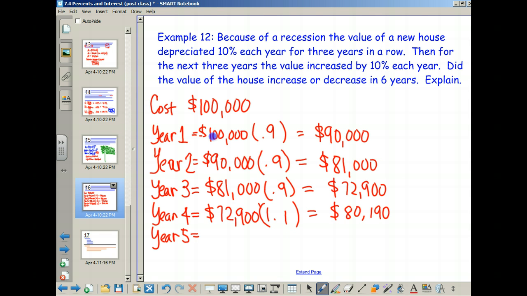Okay, so we take that 80,190, and we're going to increase by 10%, so we'll multiply by 1.1 again. And we get 88,209.